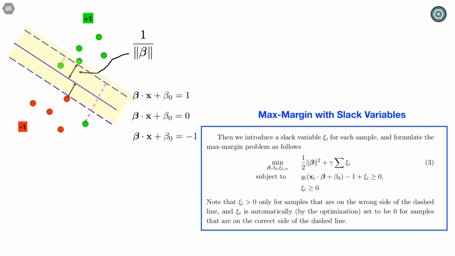For data points on the correct side of their dashed lines, we know they satisfy y_i (beta x_i + beta_0) is greater than or equal to 1. But for the two green dots, they are on the wrong side, so we're going to adjust the bar on the right. Instead of asking them to satisfy this to be bigger than 1, we're just going to introduce a slack variable, 1 minus xi_i. So they only need to be bigger than 1 minus some number. Here xi_i is always bigger than or equal to 0.